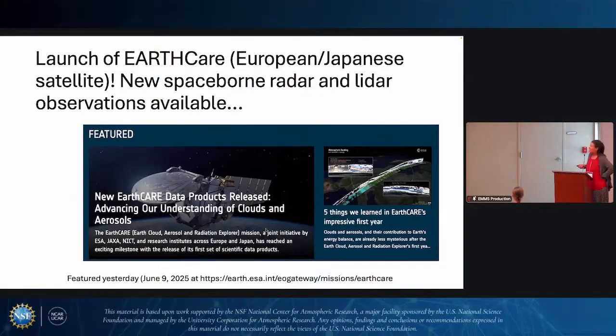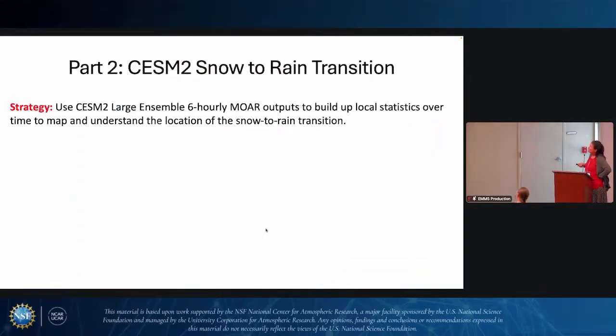Okay, so just briefly, I'll talk a little bit about looking at snow to rain in CESM2. I've been trying to take an event-based approach with this, again, so that I can use some of the conservative and simple principles of atmospheric science to really understand where snow might turn into rain. And so the Large Ensemble Project, and in particular the 6-hourly MORE runs, and anyone who can tell me what MORE means can get a piece of candy from me later.